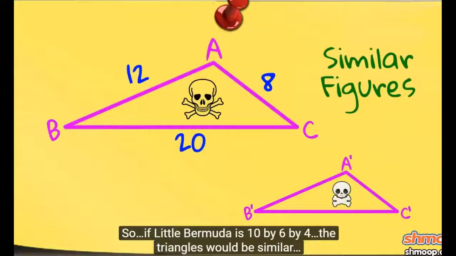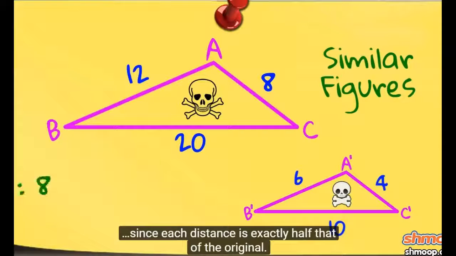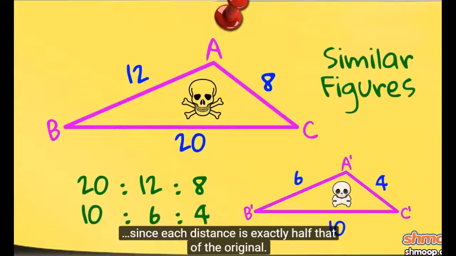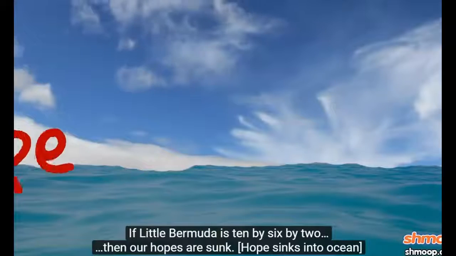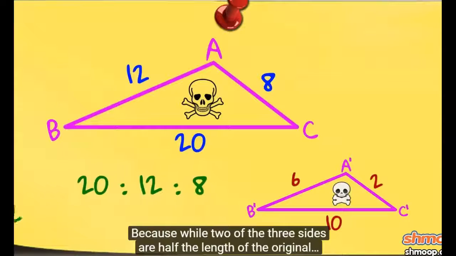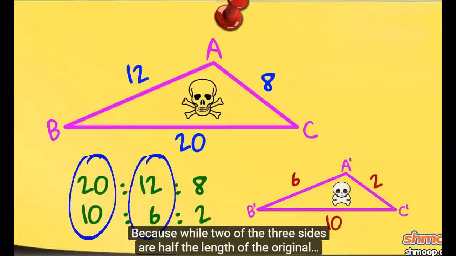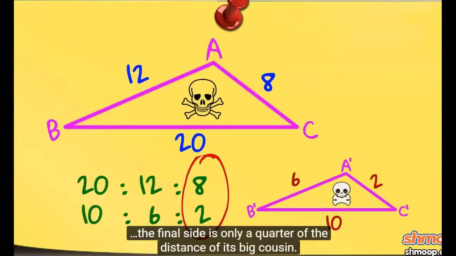So if Little Bermuda is 10 by 6 by 4, the triangles would be similar, since each distance is exactly half that of the original. If Little Bermuda is 10 by 6 by 2, well, then our hopes are sunk, because while two of the three sides are half the length of the original, the final side's only a quarter of the distance of its big cousin.